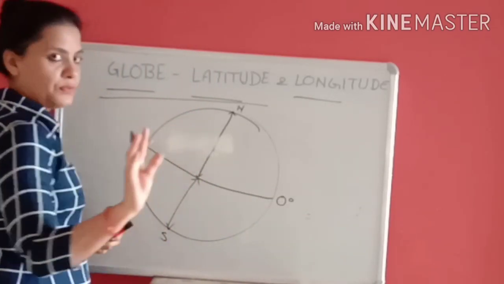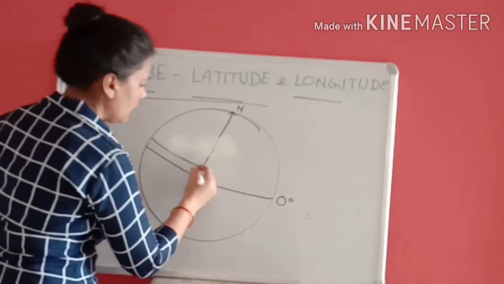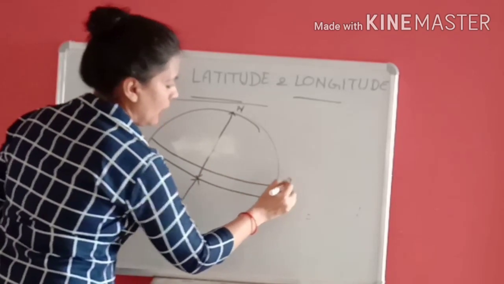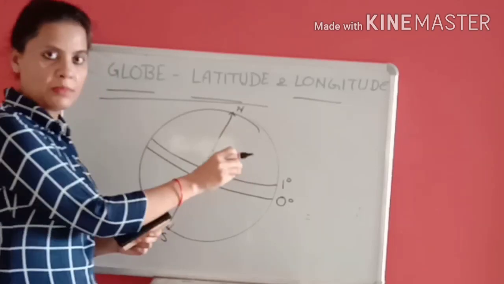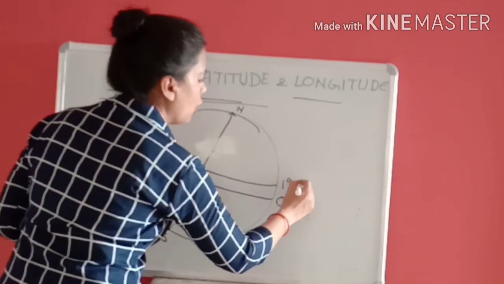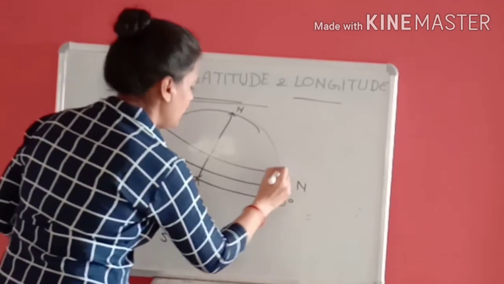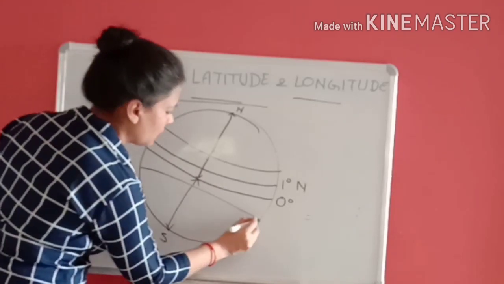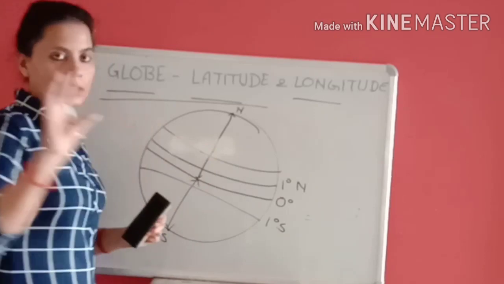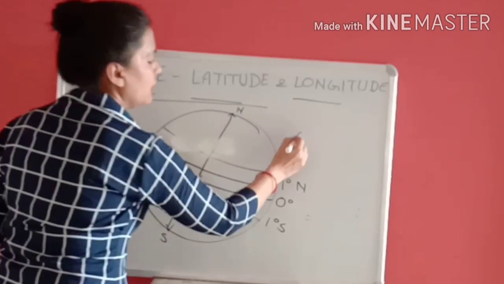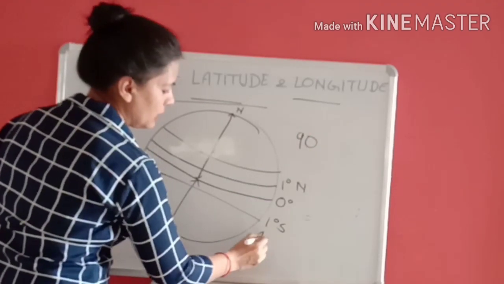After 0 degree comes 1 degree latitude. If the latitude is in the northern hemisphere, you will write 1 degree north latitude. And if this latitude is in the southern hemisphere, then you will write 1 degree south latitude. So 90 latitudes are found in the northern hemisphere and 90 in the southern hemisphere.